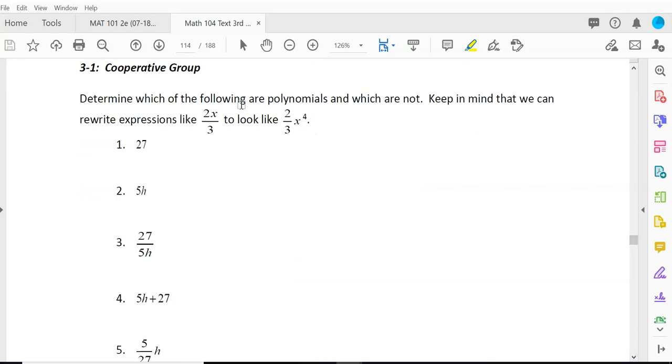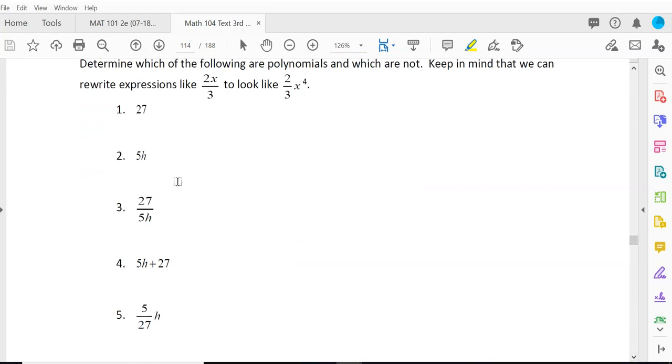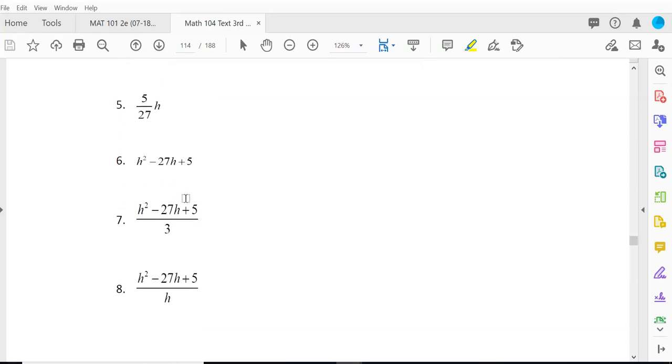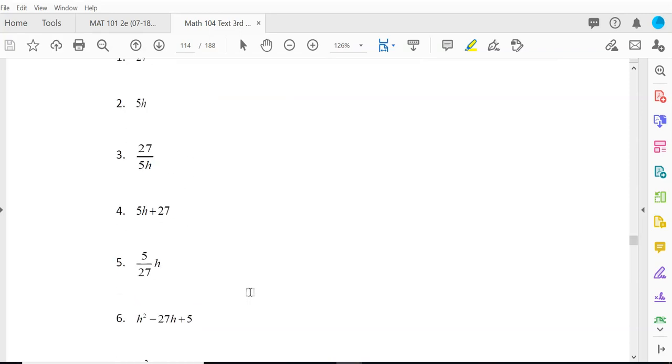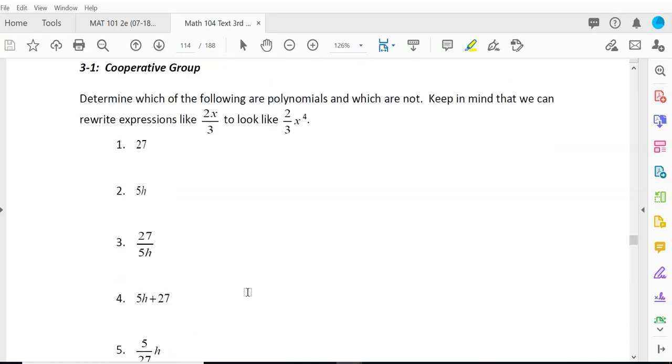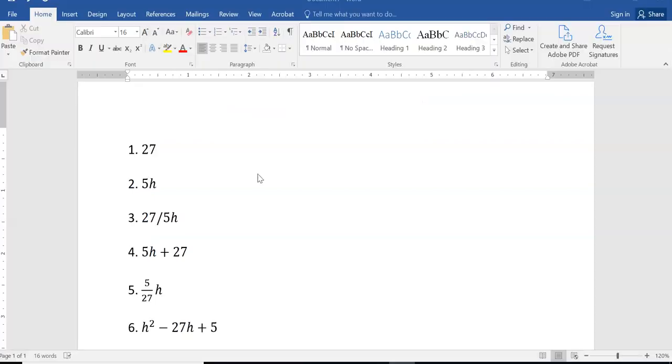So let's take a look at these cooperative group problems. We have 8 different cooperative group problems. So what I'd like you to do is push pause on this video and then try those cooperative group problems on your own and decide which ones are polynomials and which ones are not polynomials. I'll give you about 5 seconds again to push pause and then I will go over them. Right, so hopefully you pushed pause and tried these on your own. If you haven't, do it right now.